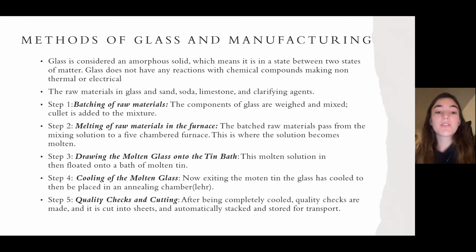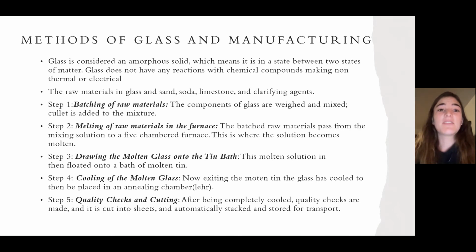melting of raw materials in the furnace. The batched raw materials pass from the mixing solution to a 5-chambered surface, and this is where the solution becomes molten. Step three, drawing the molten glass onto the tin bath. This molten solution is then floated onto a bath of molten tin.